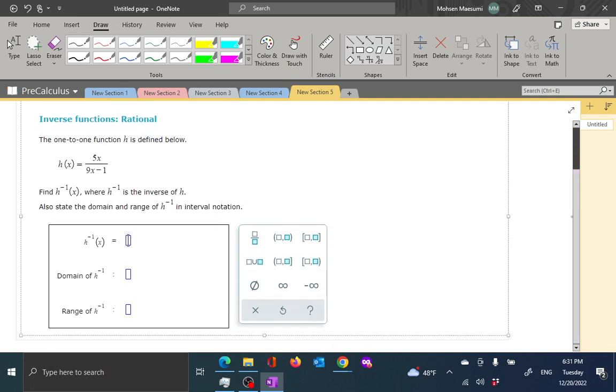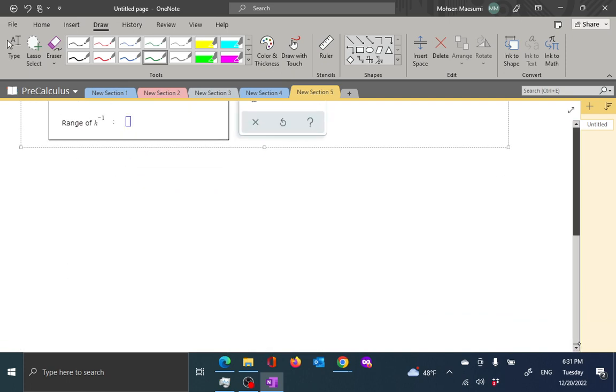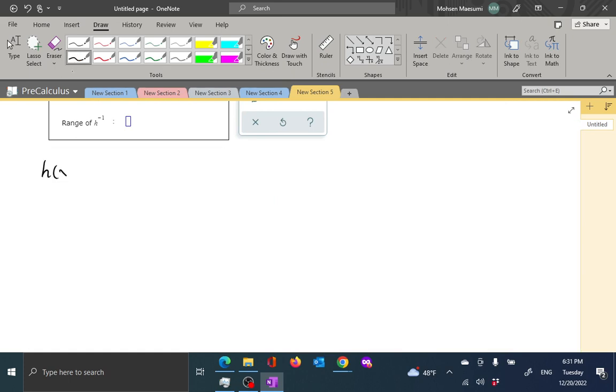Okay, let's pick a function. I'm going to call something h of x. Again, this is a rational function, meaning a ratio of two polynomials. The polynomials we are considering are simple, just linear functions. The ratio of these two: h of x is 5x minus 3 over 7x minus 2. What do we want to find? We want to find h inverse of x.